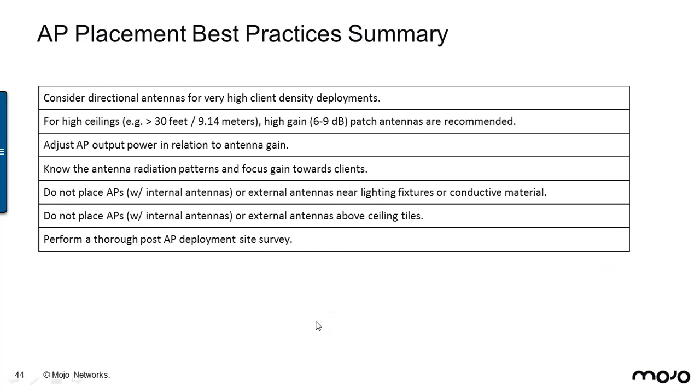And a little bit more here about antennas. Basically, we have some guidance, for instance, don't put your antennas too close to lighting fixtures and conductive material. This is all boilerplate type stuff, and some of you know this by heart. But we put it in the guide for those that may be new to wireless LAN design and deployment best practices.